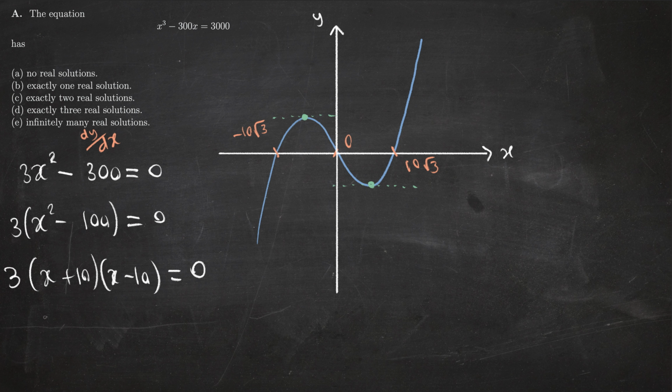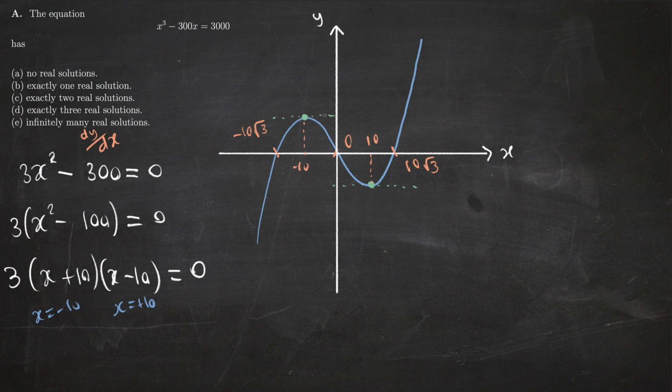So that tells us the x value here is negative 10 and also positive 10 at those turning points. So this one right here is going to be the negative 10, and this one right here is going to be the positive 10. Okay, looking good.